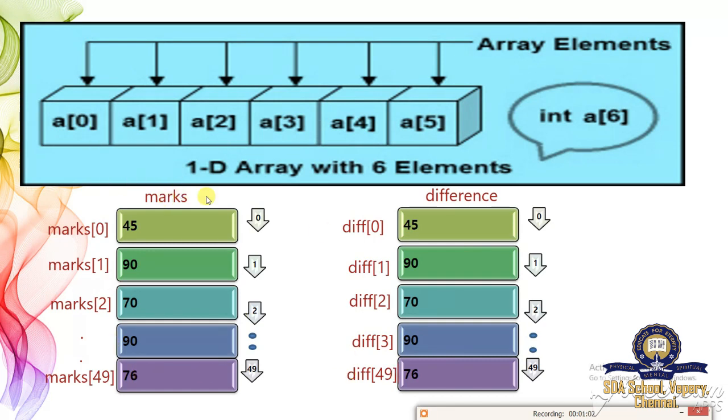So to store the marks, we can use the same variable marks, but the indexes are different. The indexes start from 0 and end with 49. The first element is stored in index 0 and the last element in index 49. Likewise, the 50 different elements are stored in the same variable diff. We can differentiate the elements with their index, but all these elements have the same variable.